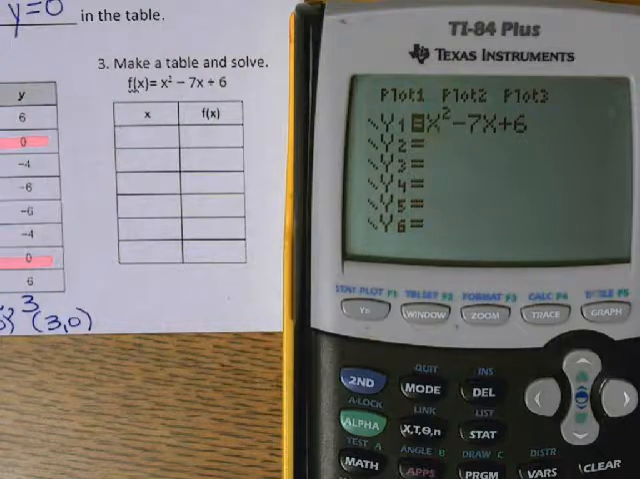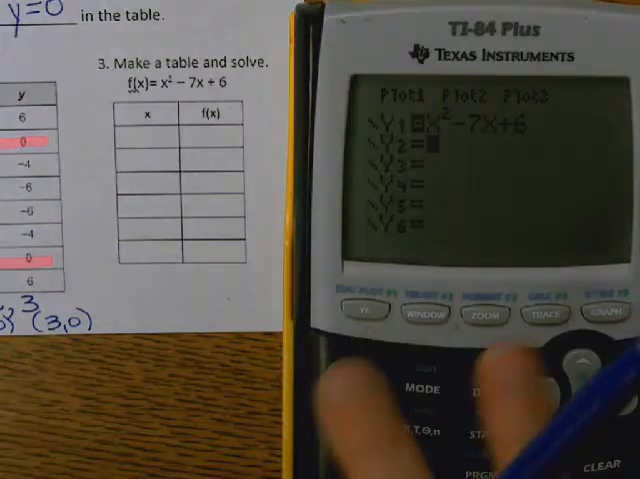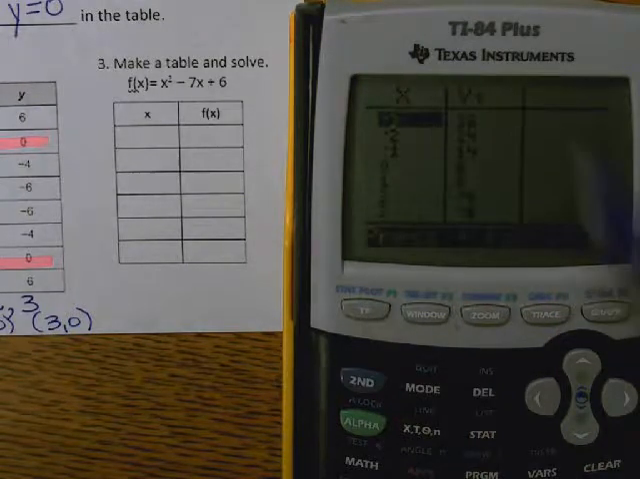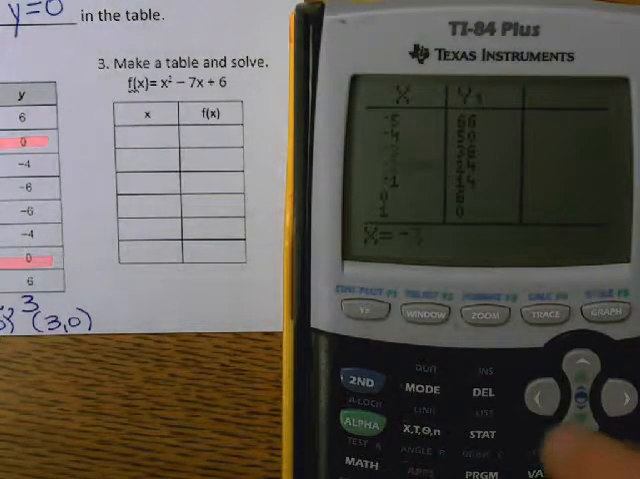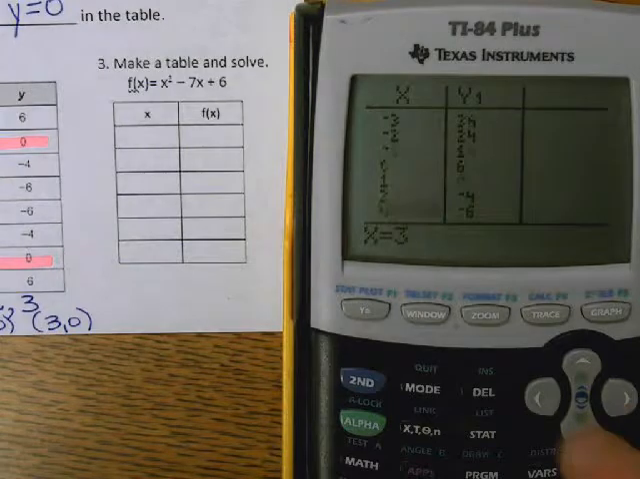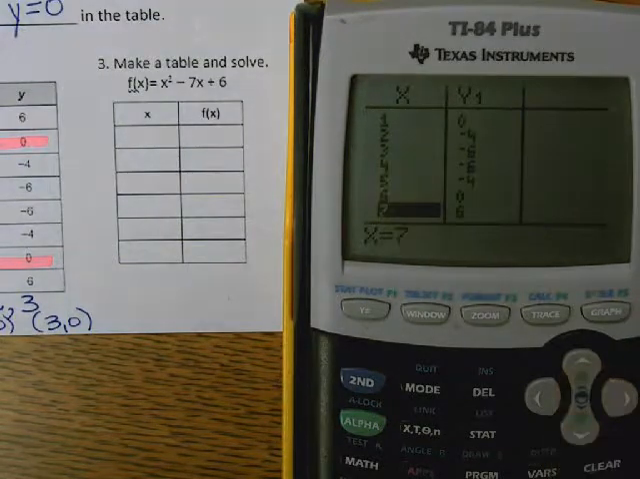Then you're going to go ahead and look at the table. Remember to look at the table. That's the blue thing above graph. So you push second table. And then you're just going to try to find if there's any pattern, okay? Because once you found the pattern, you know you found them all.